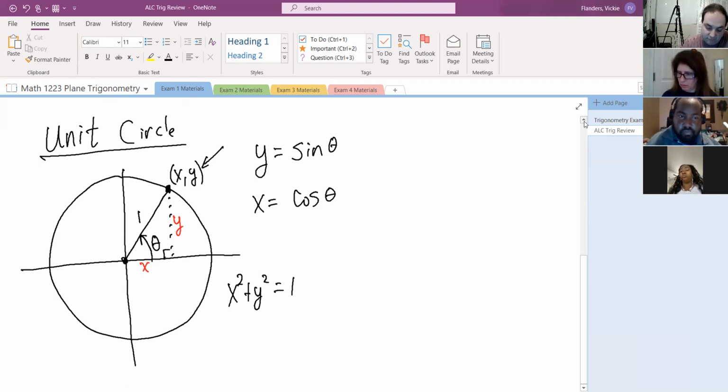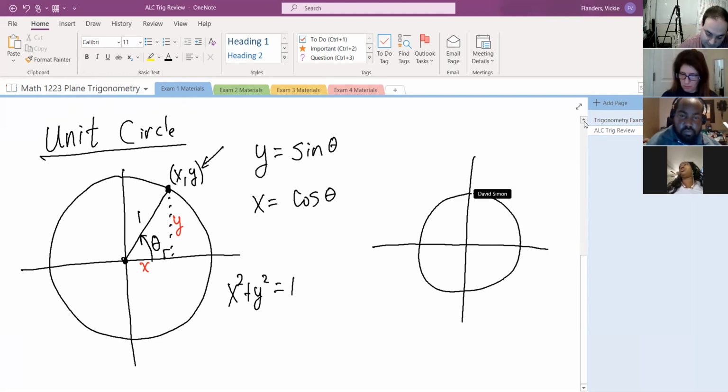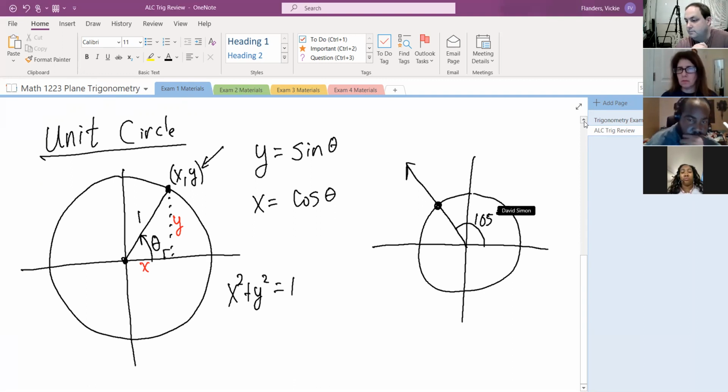So for example, if I were to have the unit circle here and I were to have some ray intersecting the unit circle, and I said that that ray was rotated by 105 degrees, let's say, then I could ask, what are the coordinates of this point? Right? Given that this is, of course, the unit circle.